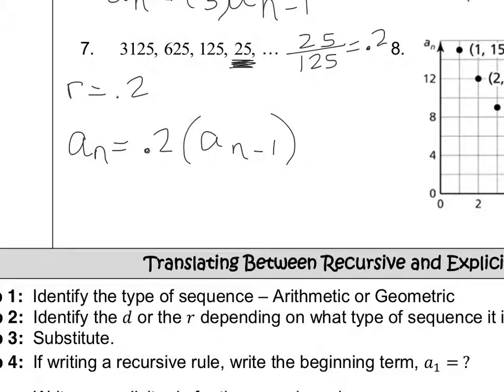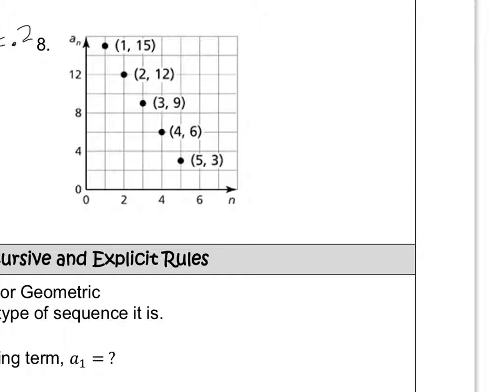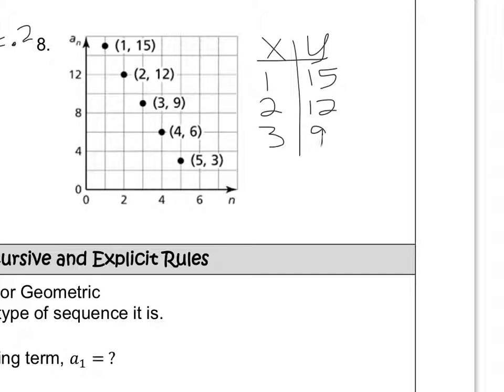Okay, let's look at number 8. Like I always say, when we have it in a graph, let's go ahead and put these numbers in a table so we can see the pattern. So I'm going to start by writing my XY table. And I've got (1, 15), (2, 12), (3, 9), (4, 6), and (5, 3). Okay, so if I look at this, looks like I'm minusing 3, and if I take it on down, it's happening that way every time.